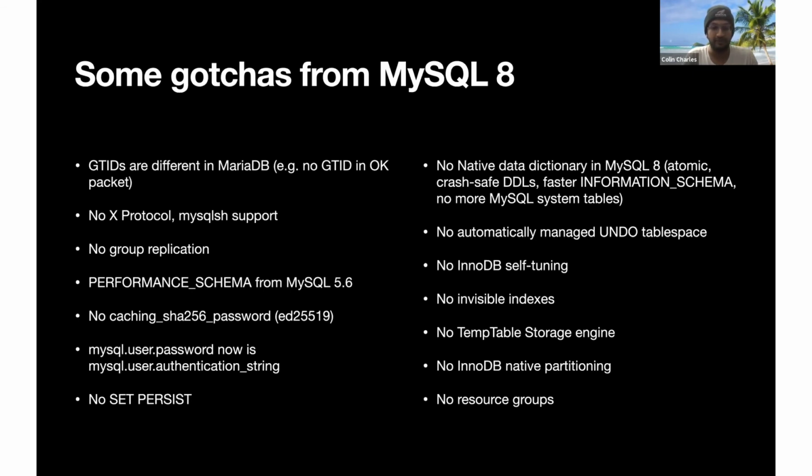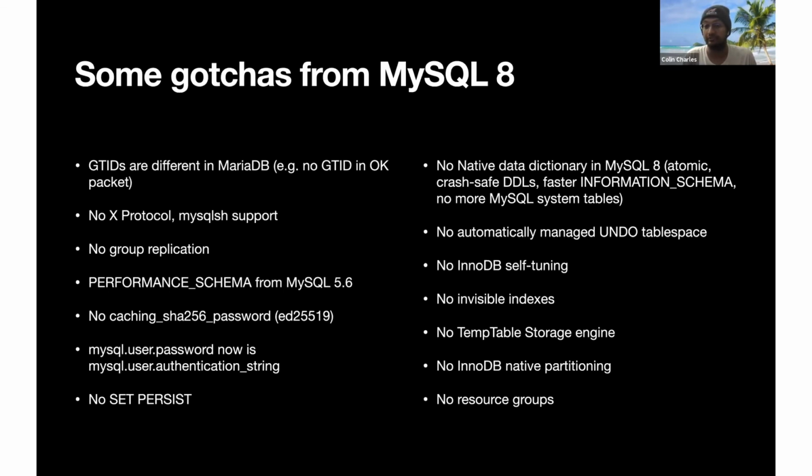Performance schema comes from MySQL 5.6, which is kind of dated, which is why it's also turned off by default. There's no caching_sha2_password. The MySQL user password is stored in the mysql.user authentication string. There is no SET PERSIST. SET PERSIST is useful in MySQL 8 because you can make changes as you run, and then you can say SET PERSIST. There is also no native data dictionary, which MySQL 8 has.